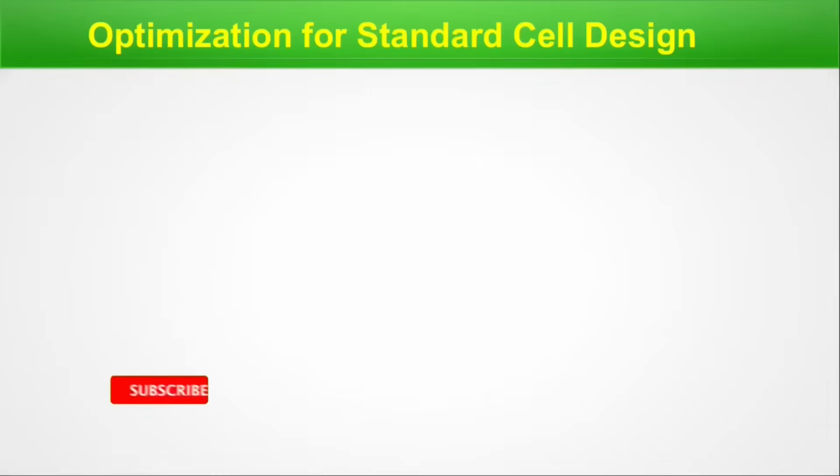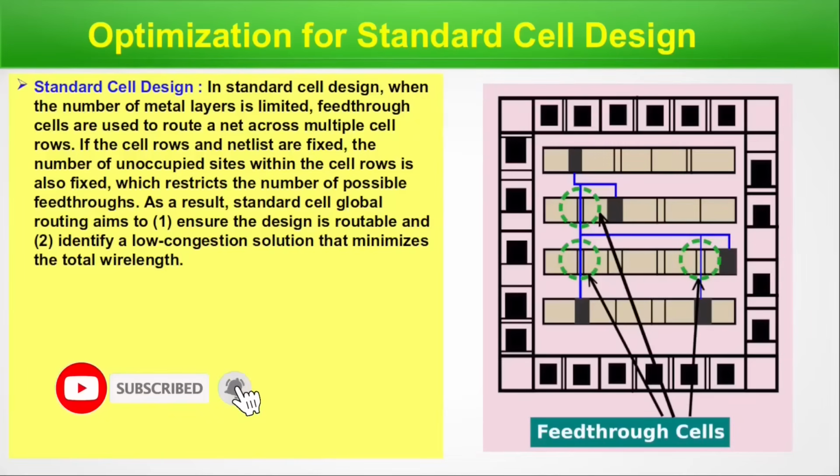Now, optimization for standard cell design. In standard cell design, when the number of metal layers is limited, feed-through cells are used to route a net across multiple cell rows if the cell rows and netlist are fixed. The number of unoccupied sites within the cell rows is also fixed, which restricts the number of possible feed-throughs. As a result, standard cell global routing aims to ensure the design is routable and identify a low congestion solution that minimizes the total wire length.